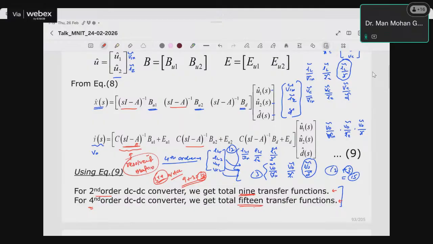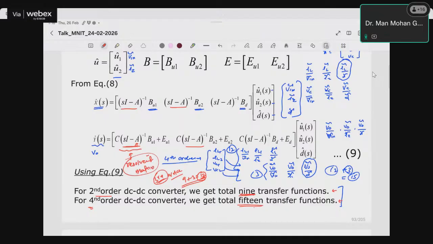Now, to calculate this (sI - A), if the order of the system is 2 or 3, then it's very easy to find (sI - A) first, then (sI - A) inverse, right? And apart from that, if all the elements in the converter are ideal, then also it is easy to find the (sI - A) inverse. But if the converter order increases and the parasitics or non-idealities are also involved, then getting the inverse of (sI - A) becomes cumbersome, time consuming and prone to error, right?